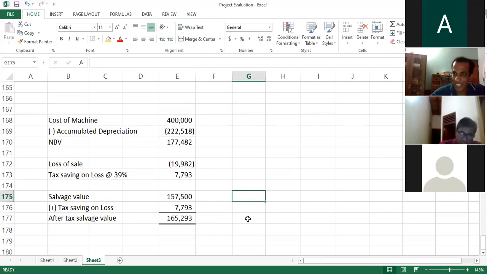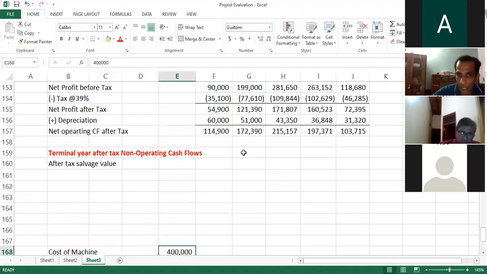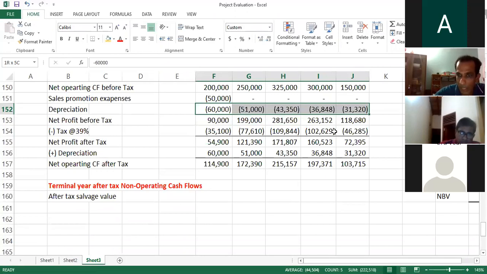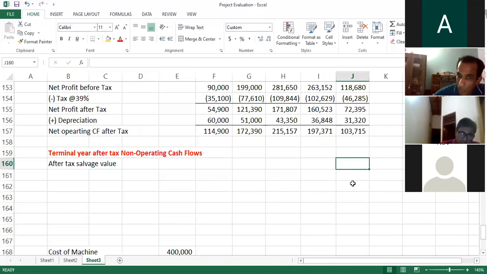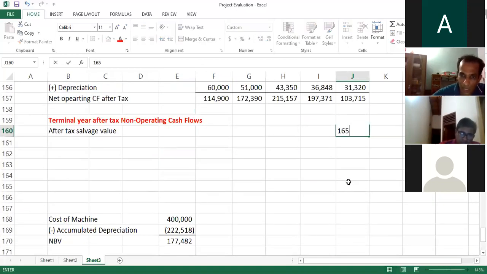Is that clear? The cost of the machine is 400,000. The accumulated depreciation is 222,580. You have to get the total depreciation for all the 5 years, and then you get the net book value. Net book value should be compared with the salvage. It is an asset with a book value of 177,000, but the company is going to sell it for 157,000, which means there is a loss of 19,980. There will be a tax saving of 7,790, which should be added to the expected salvage value. The company expects to receive 157,000 for this asset. In addition to that, there is a tax saving, giving 165,290. What is the relevant period? Terminal year 5. 165,290.